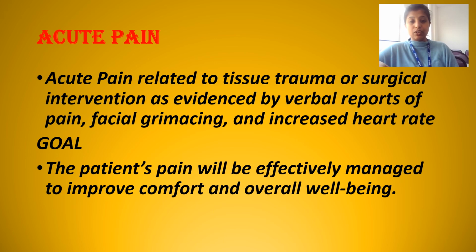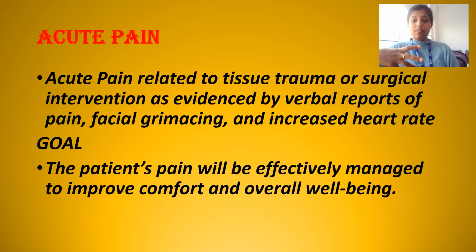So acute pain related to tissue trauma or surgical interventions, as evidenced by what? Verbal report of pain. So this is a three-layer nursing diagnosis. Here you can see the problem, the etiology, and the evidence, right? Acute pain is the problem, then the etiology might be surgical intervention or trauma, that depends upon your patient. And you can also see the evidence: verbal report of pain and facial grimacing. Sometimes the patient's face will look very dull. And increased heart rate.